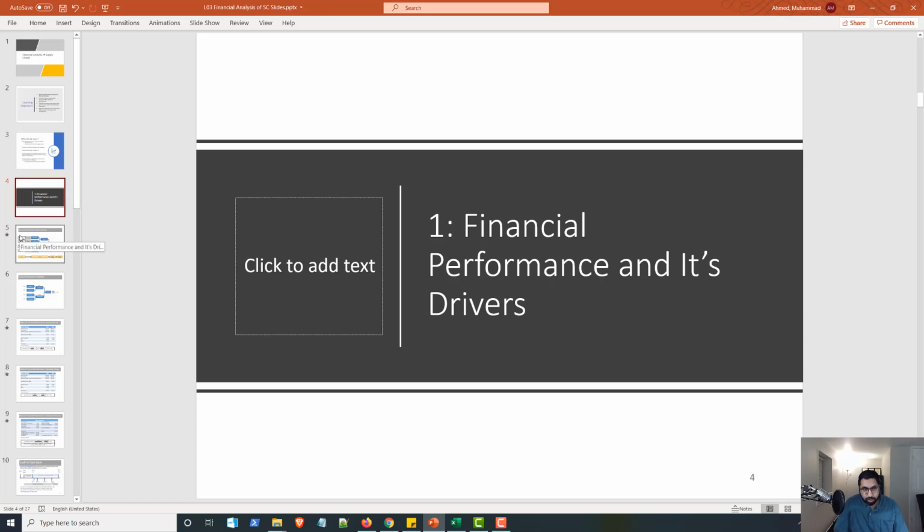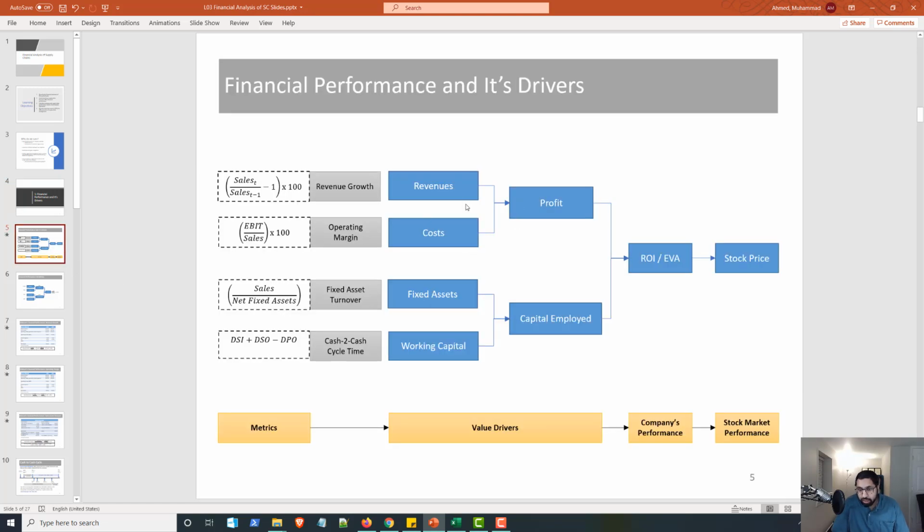Let's look at our model that we're going to use to evaluate financial performance. So if you look at the blue boxes, we have stock price on the right hand side, which is the stock market performance, an increase in stock price. Then we have the company's performance, which we measure as return on investment, and that is kind of related to economic value add. I'll talk about how we can use ROI in a way that captures the idea of economic value add.